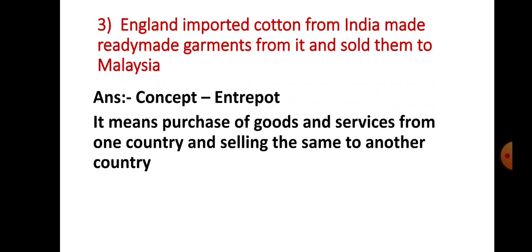Let us see the third illustration. England imported cotton from India, made ready-made garments from it and sold them to Malaysia. What is the concept here? Entrepot trade. So it means purchase of goods and services from one country and selling the same to another country.